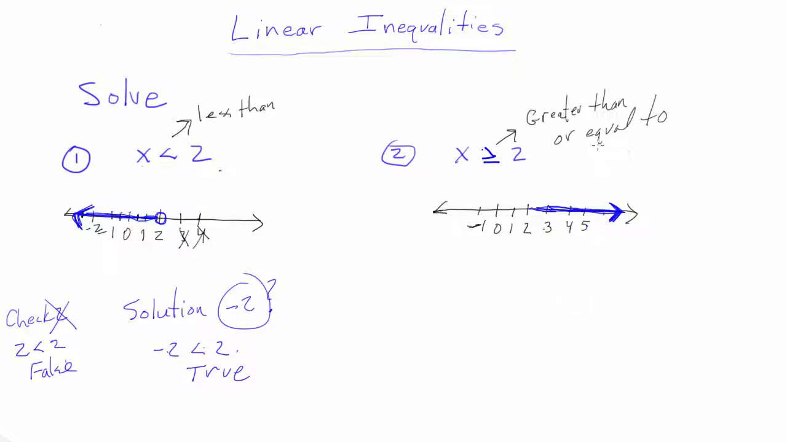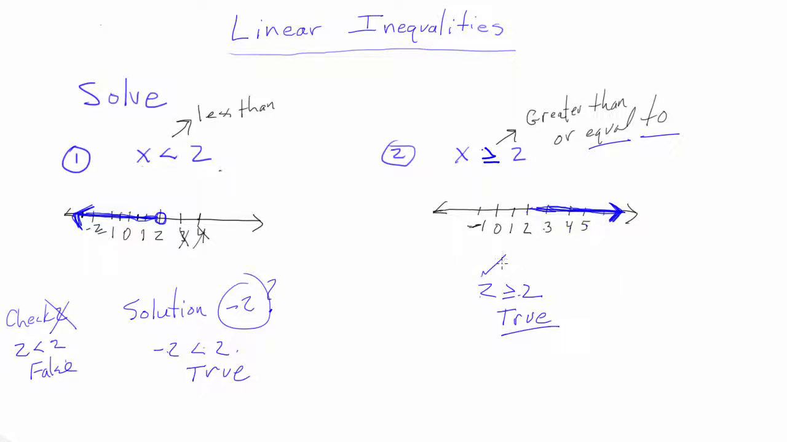And we indicate with an arrow that the graph goes on forever. But now, since equal to is okay, what happens if we plug 2 into the inequality? So 2 greater than or equal to 2. Now I'm about to ask a question, and you have to answer it true or false. 2 greater than or equal to 2, true or false? Well, it's true, because of the equal to part. So that means 2 is a solution.